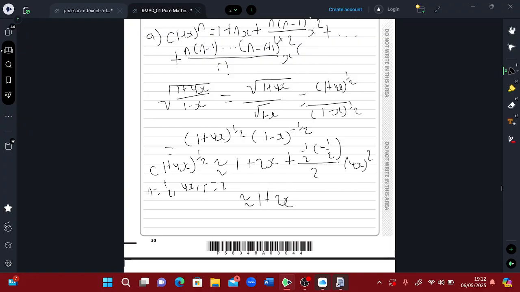So that'll simplify to 1 plus 2x plus, okay, so we have half times minus a half. That's going to be minus a quarter divided by 2. So that's going to be minus an eighth. I believe you can check that in the calculator if you're unsure. Yes. And then 4x squared will expand to 16x squared. And actually, let's just simplify that once more. 1 plus 2x minus 2x squared, right?